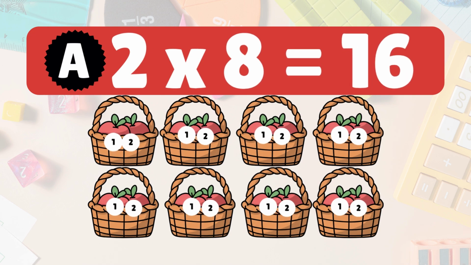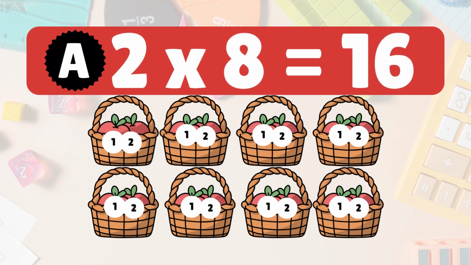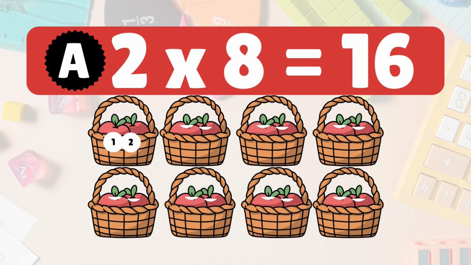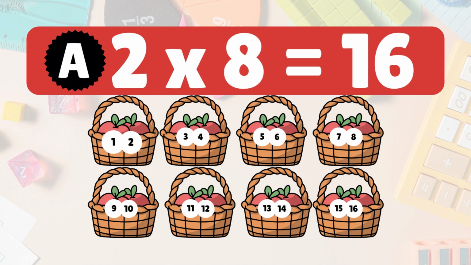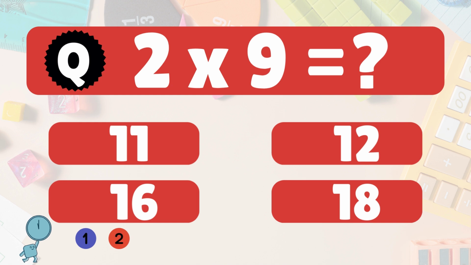Two times 8 is 16. Here we have 8 groups of 2 apples each. Let's count them all. 1, 2, 3, 4, 5, 6, 7, 8, 9, 10, 11, 12, 13, 14, 15, 16. So, 2 times 8 is 16 apples. Next, 2 times 9 is what?